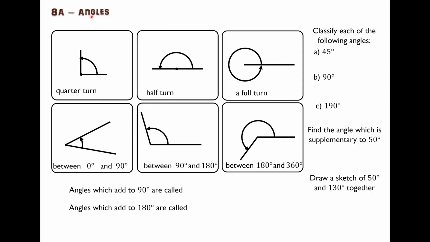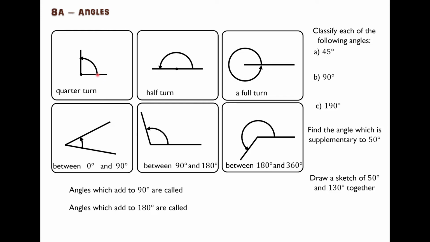Angles. An angle is formed when two lines meet, like this. And the size of the angle is the amount of turning between them to get from one to the other. It's measured in degrees, and we'll go through some examples of angles. You'll have seen this before. I think this will be mostly revision.